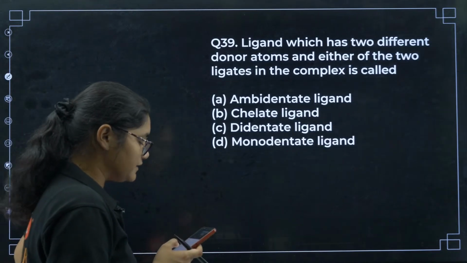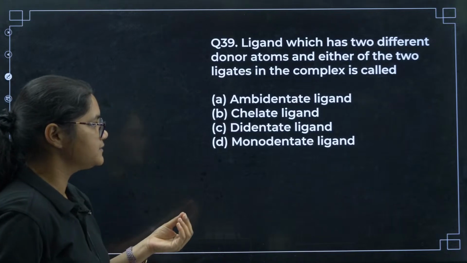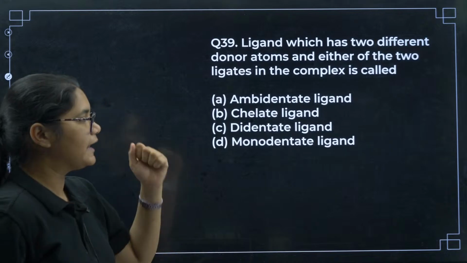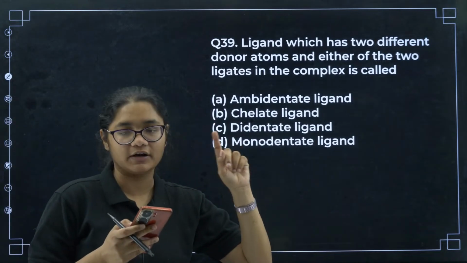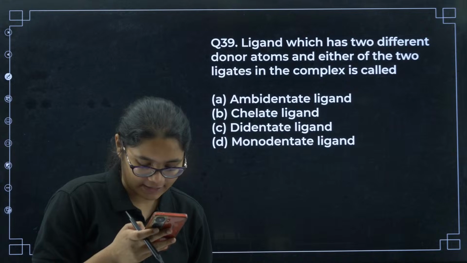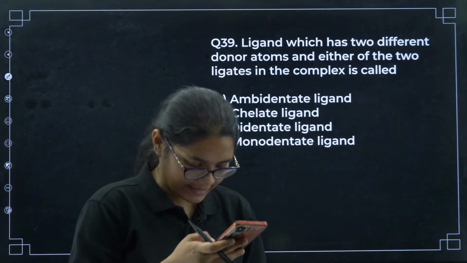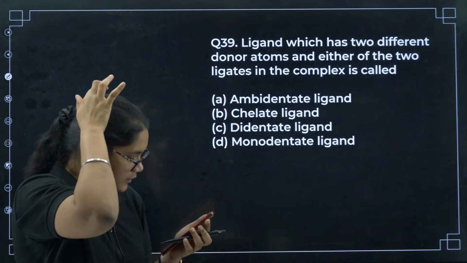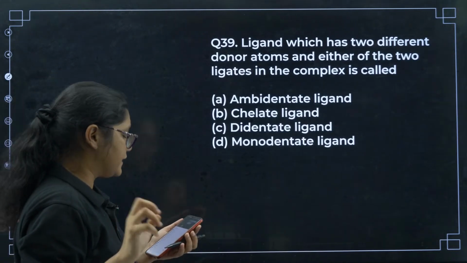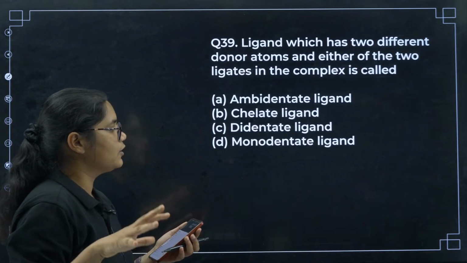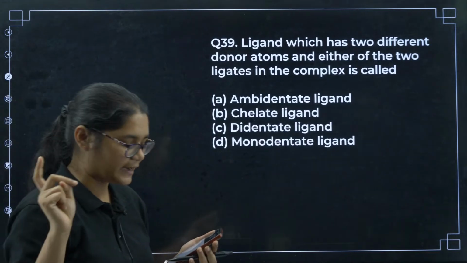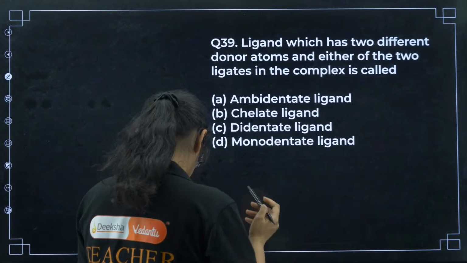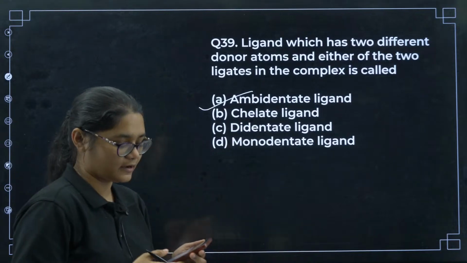Next, a ligand which has 2 different donor atoms and either of the 2 ligates in the complex is called as. It has 2 donor atoms, but either of the 2 binds to the metal atom. Yes, Teju, what happened? Any doubt? Please put down. So is it ambidentate ligand, chelate ligand, didentate ligand or monodentate ligand? 2 donor sites, but either of the 2 will ligate. Yes, very good Bharat. Bharat 40A, correct answer.